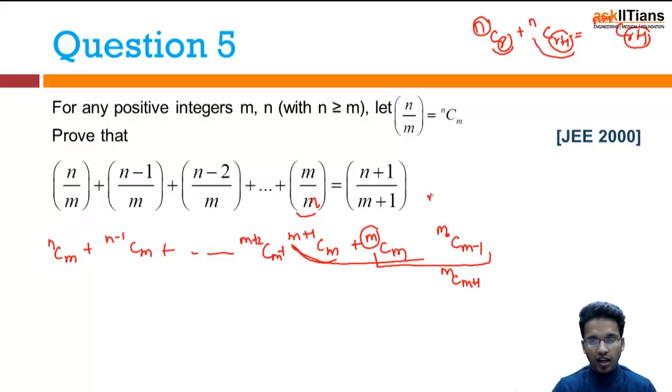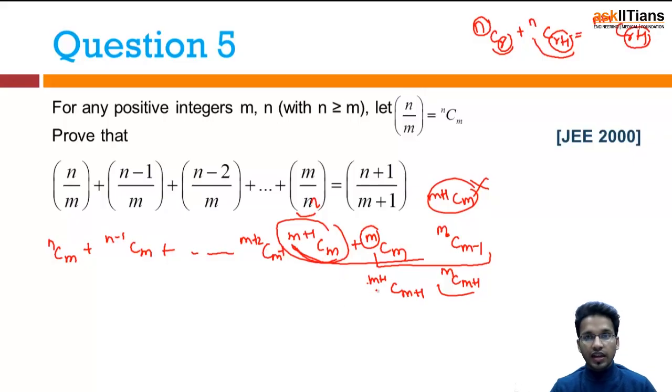In this case, it will become m plus 1 c m. Now this becomes the same as this, not of use. Now let's see what this does. Now this will become m plus 1 c m plus 1. Now this is interesting, this will become m plus 1, m plus 1. Now we have started a chain reaction. The next one will be m plus 2 c m plus 1.